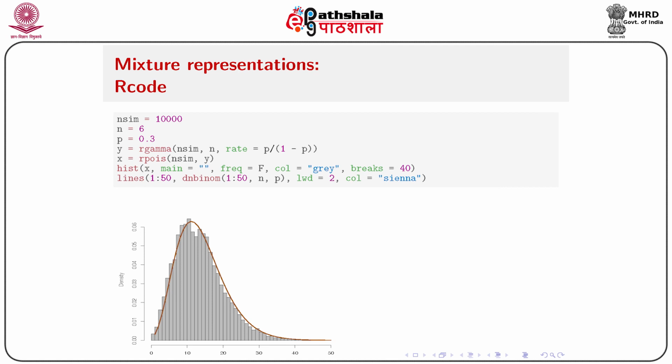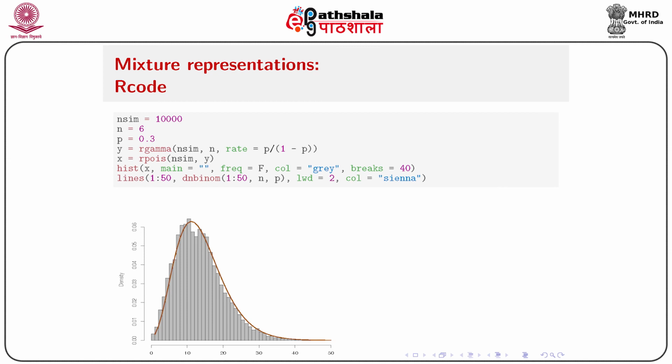The histogram shows the random variables generated by the user-defined function, and the line shows the actual negative binomial distribution. The fit is quite good, it's almost the same. But in practice, you can use the rnbinom function to generate random variates from negative binomial distributions.